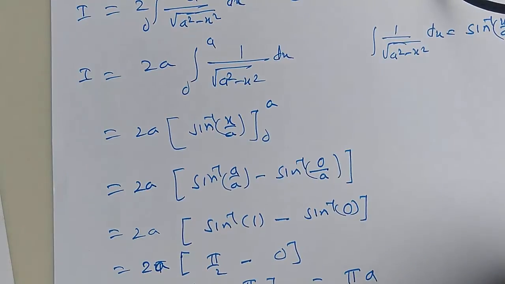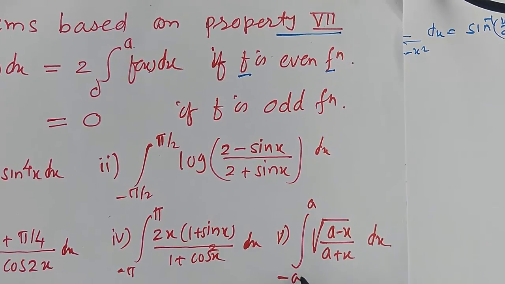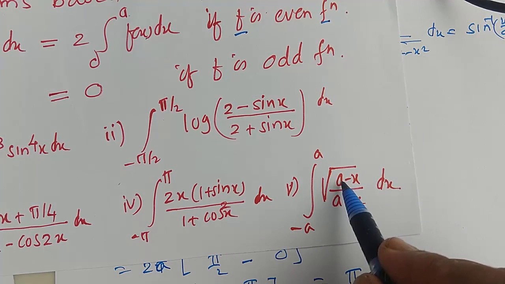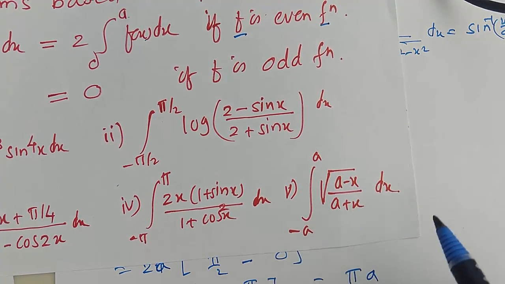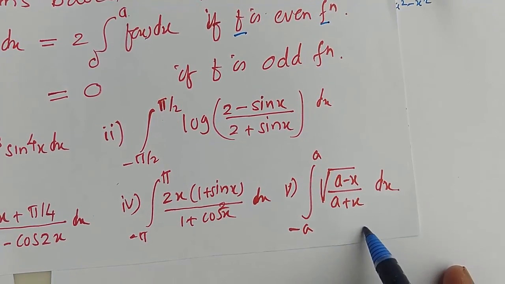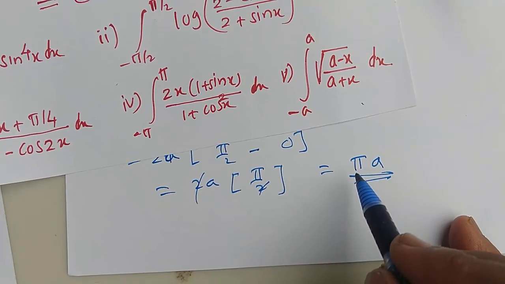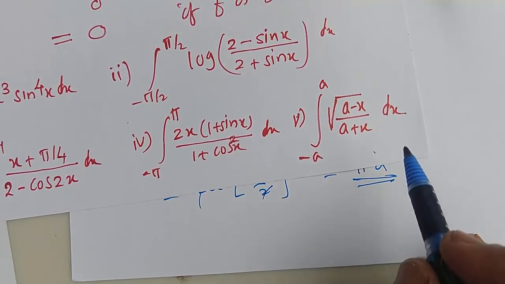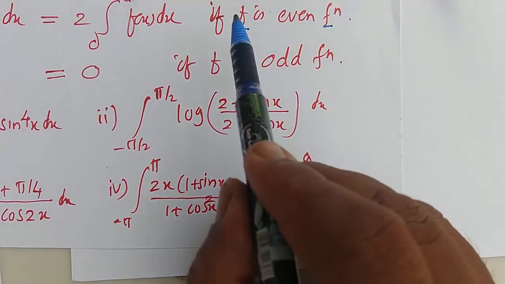So this is the answer, and therefore the value of this integration from minus a to a of under root of a minus x upon a plus x is equal to pi into a. In this way we have solved most of the examples based on property number 7.